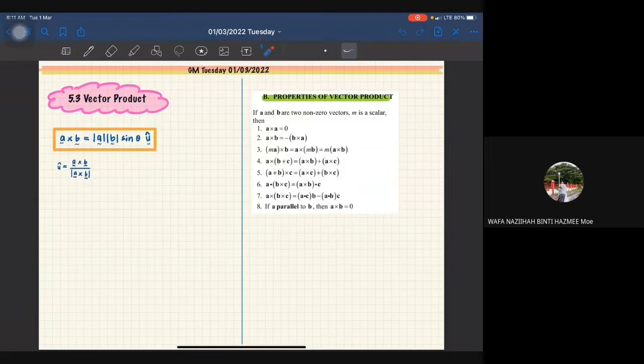And you need to also try the tutorial questions before our class this morning. Okay, you cannot come to our class without doing anything. Okay, alright, so vector product.